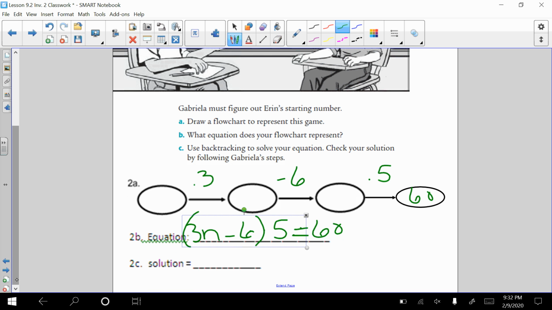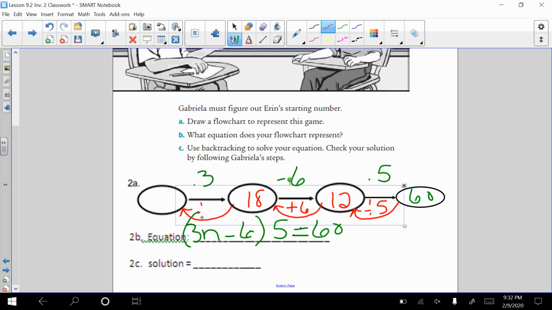Now, if we wanted to find the solution, we would backtrack it. The opposite of multiply by 5 would be divide by 5. 60 divided by 5 is 12. The opposite of subtract 6 would be add 6. I would get to 18. The opposite of times 3 would be divide by 3. I would get to 6. Checking your solution to see if that is correct.